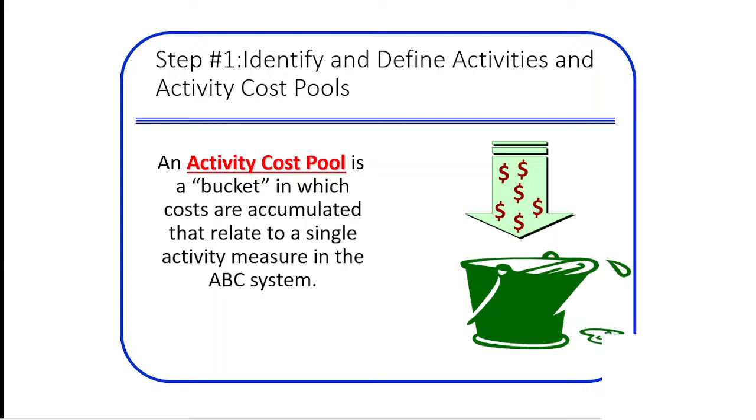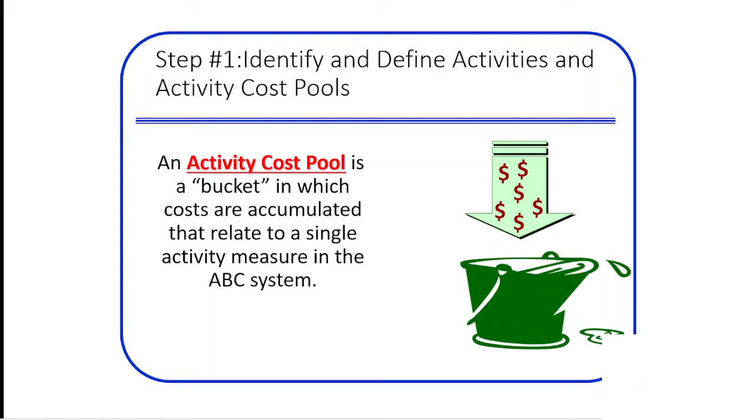For example, all the logistic related costs will go to the activity bucket of the logistic. All the quality control will go to the quality control bucket. All the manufacturing will go to the manufacturing bucket. All the repainting, quality control, testing, handling, packaging, shipping, everything will be accumulated into different buckets.